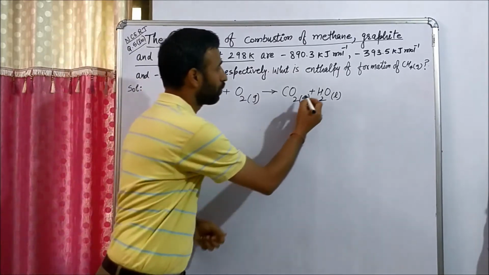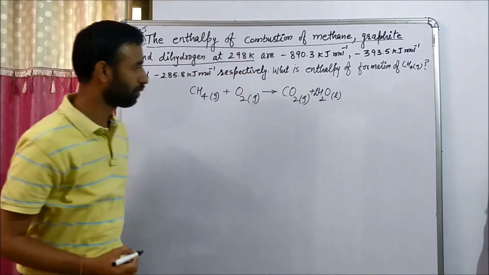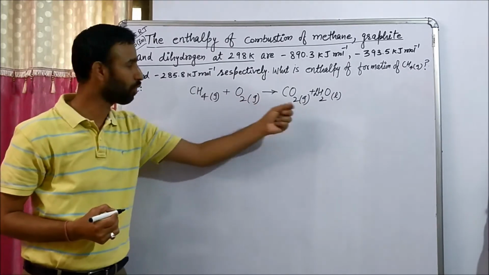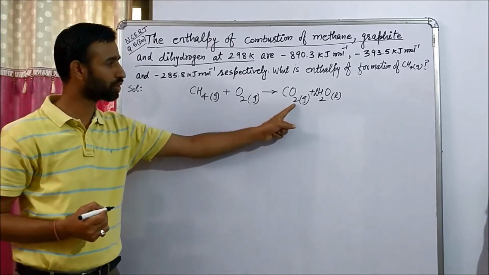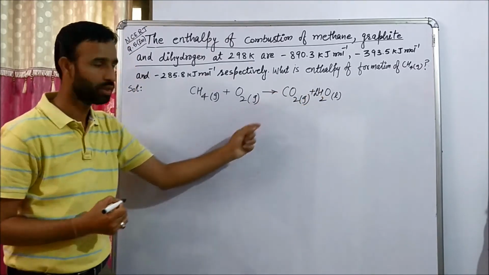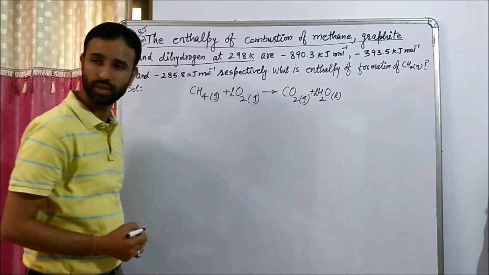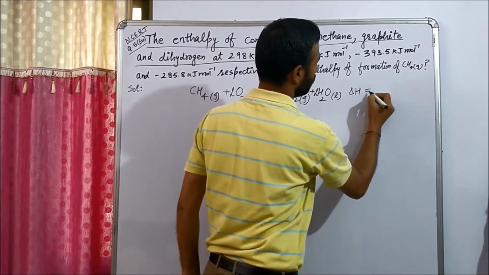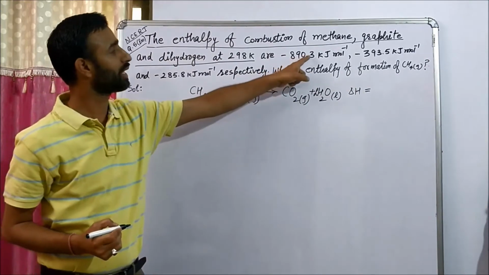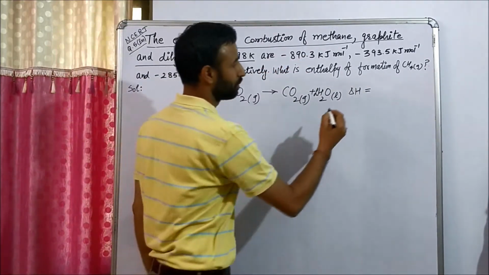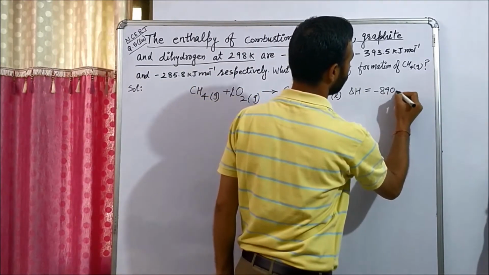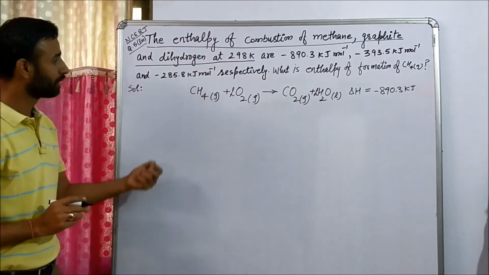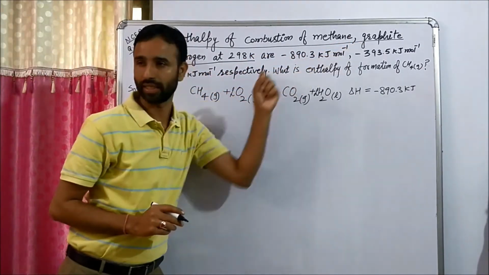So we put 2 before H2O. So carbon and hydrogens are balanced. Now balance the oxygen. There are 2 oxygen in CO2 and 2 in 2H2O, total 4. So 2O2. And what is the enthalpy for this? It is minus 890.3 kilojoule. Okay.